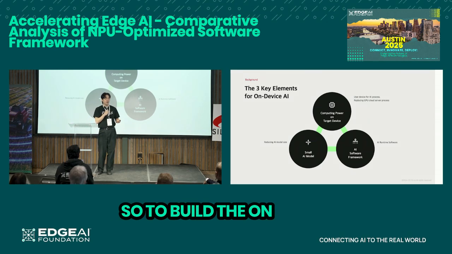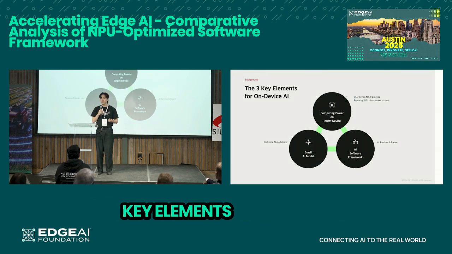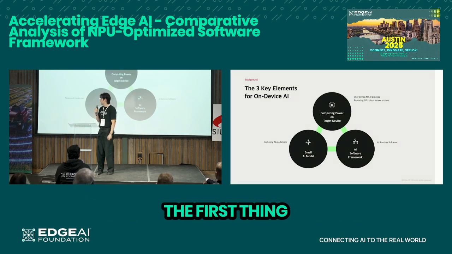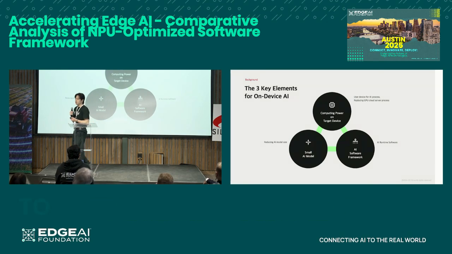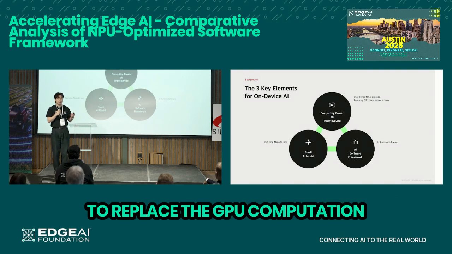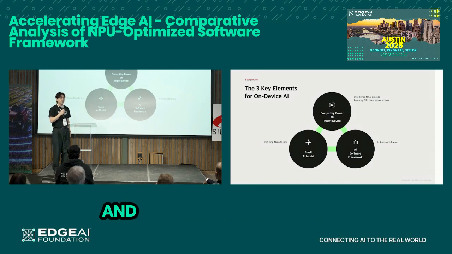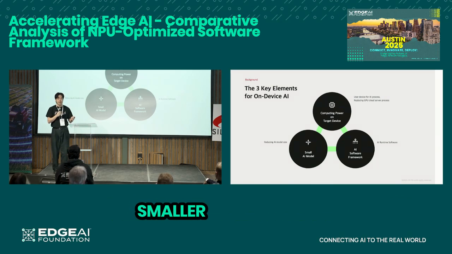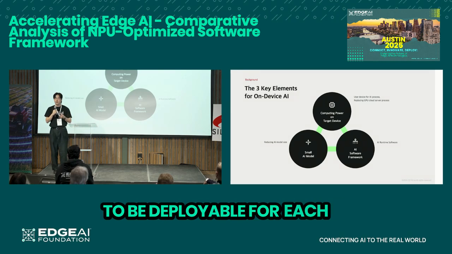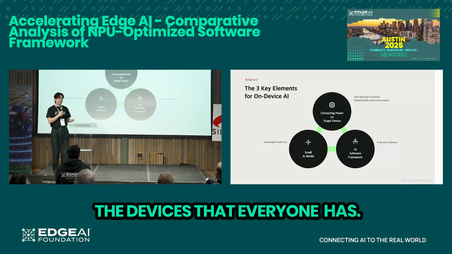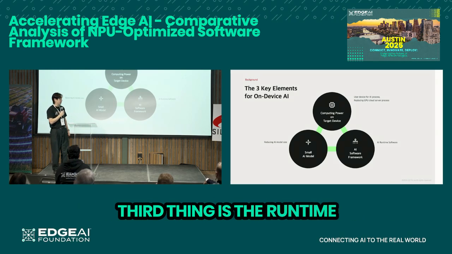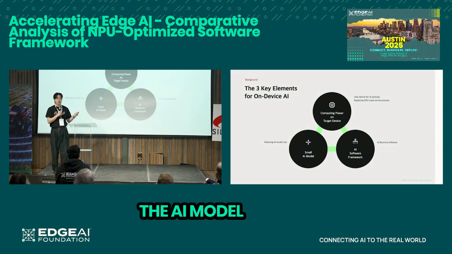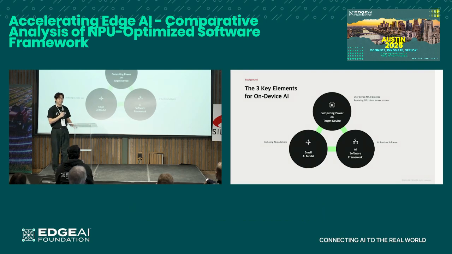To build on-device AI, three key elements are needed. The first is the target hardware, to move the GPU computation to the edge devices. The second is optimizing the AI model, making the model size smaller so it is deployable on each of the devices that everyone has. The third is the runtime software that runs the AI model on each of the target devices.